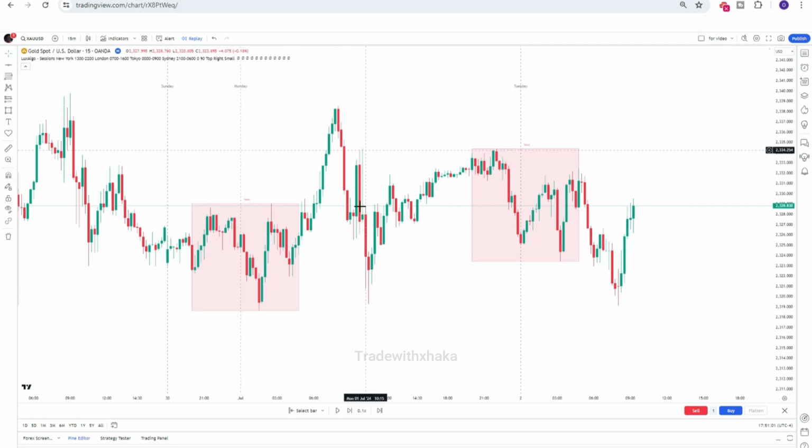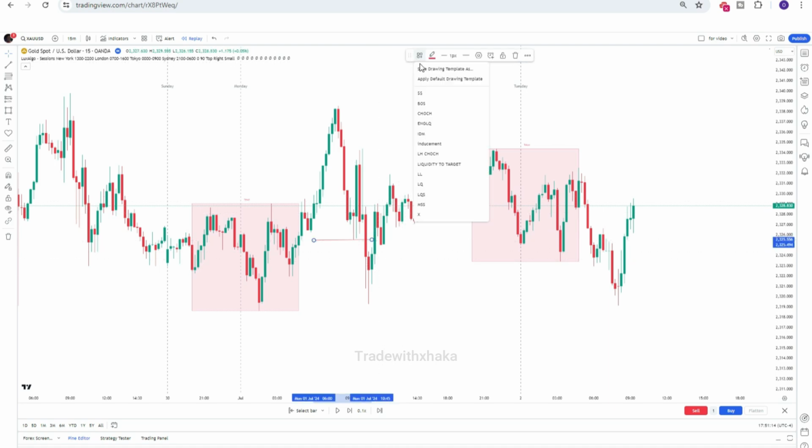Now we have a break of structure at this zone. We have a break of structure. I know that market is now in downtrend. This is a break of structure. Let me label it BOS.